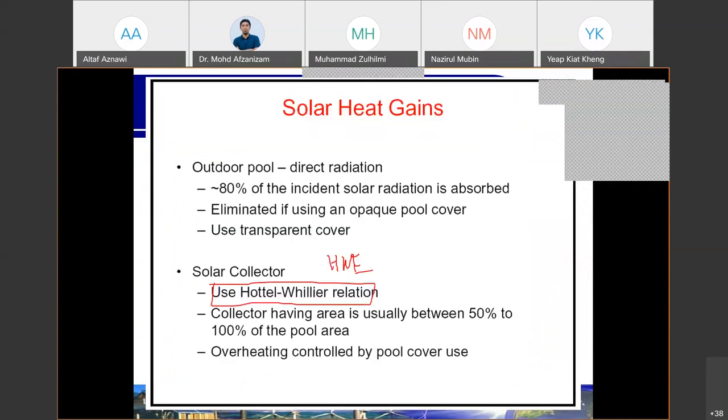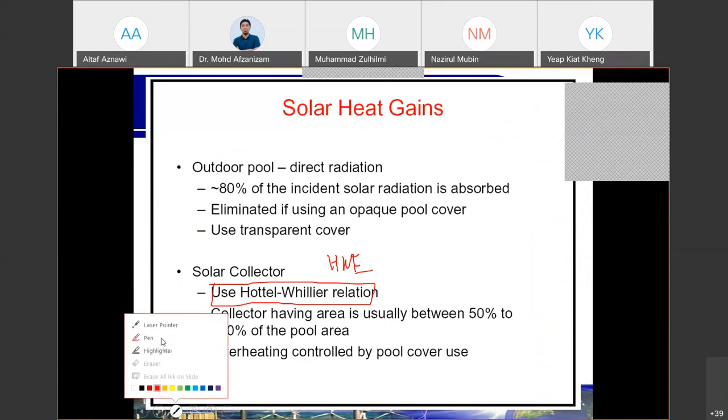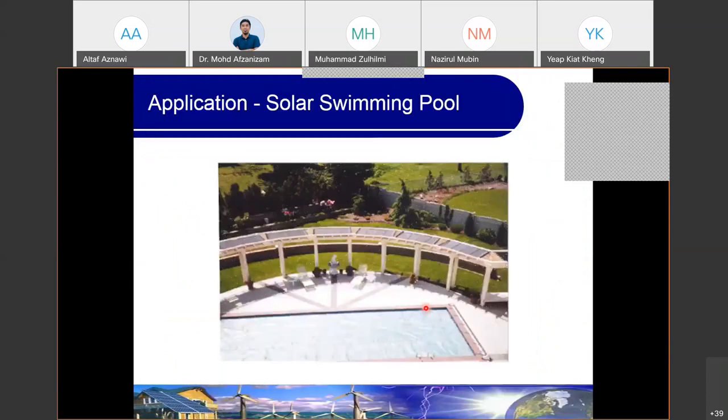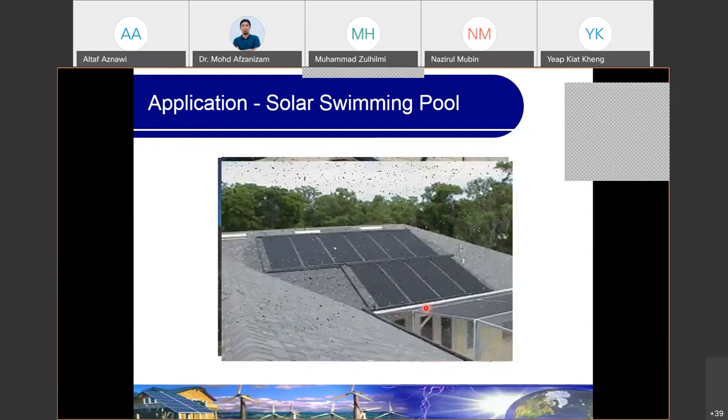So obviously we go for the solar heat gain thermal equation. Yes, I remember the thermal equation. That equation can determine the performance of the solar collector. Okay. So this is the thing that we have covered previously, so just skip this one.